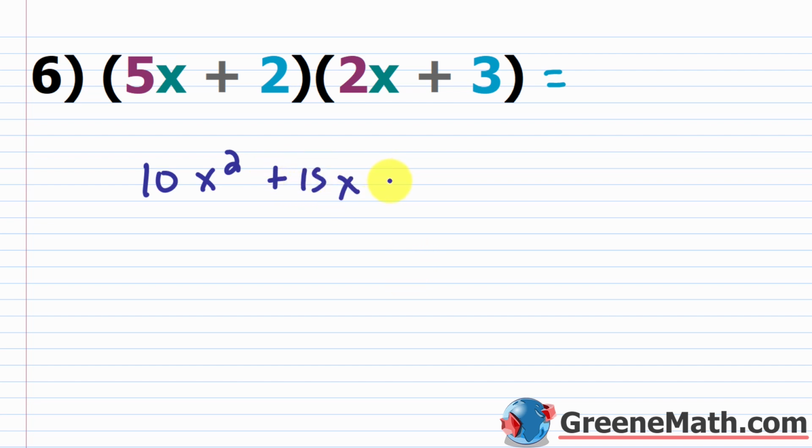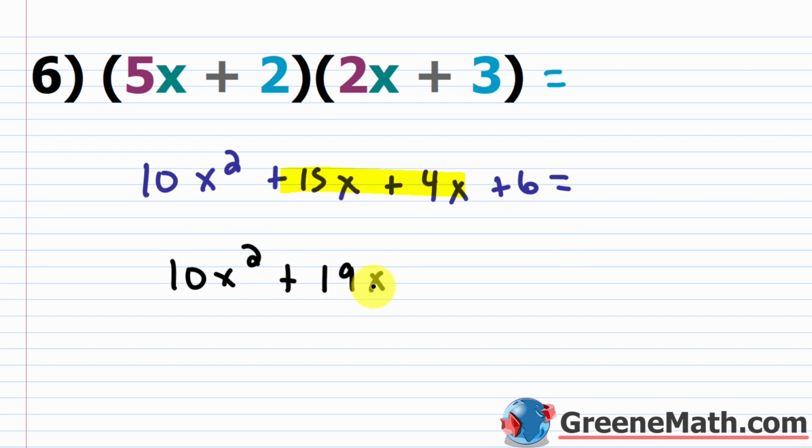And then the inside terms, we're going to have 2 times 2x. 2 times 2 is 4. X comes along for the ride. And then for the last terms, we have 2 times 3, which is just 6. Again, I have like terms right here. Okay, so I can go ahead and combine those to get my final answer. We'll have 10x squared plus 15 plus 4 is going to give me 19, and then times x, and then plus 6. So we have our 10x squared plus 19x plus 6. Again, no like terms there, so we can go ahead and say that's our simplified answer.